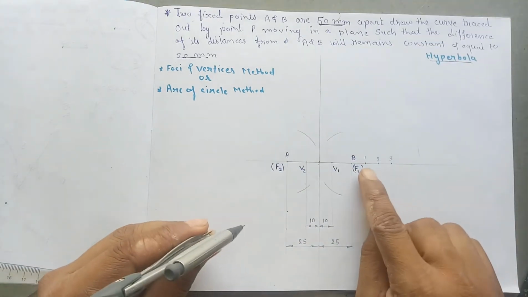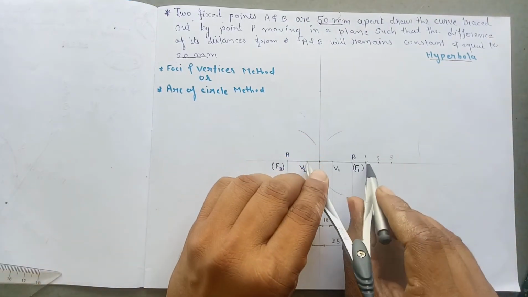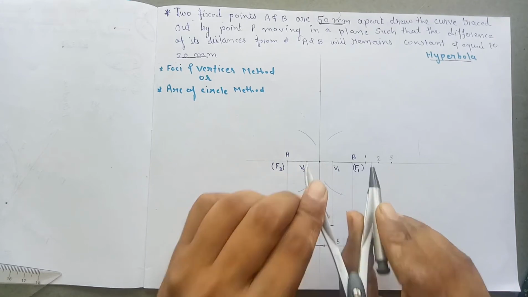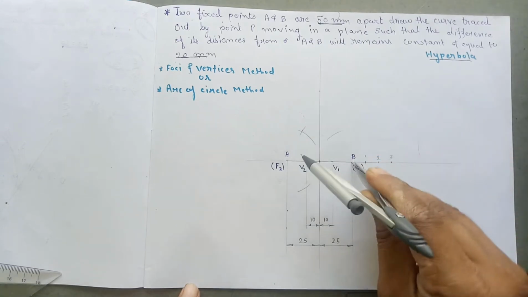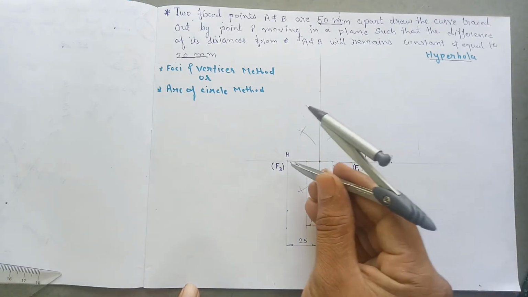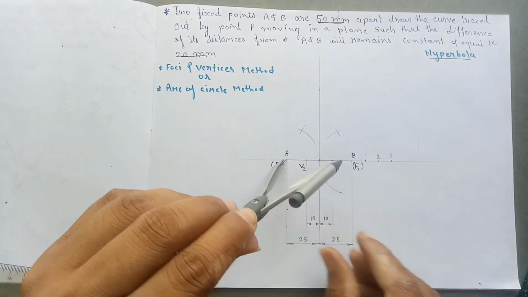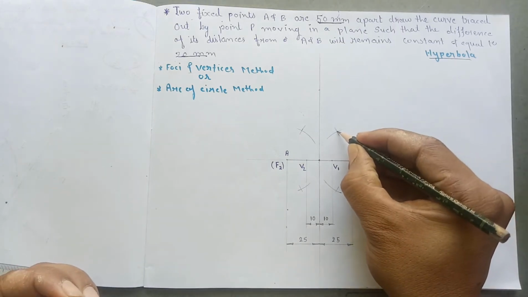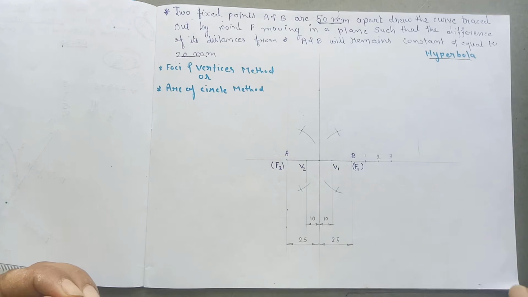Then after that, measure this first point from vertex point V2. So measure the distance of 1 from V2 and give an arc from the focus point F1 over here, 1, 2, from F2 over here, 1, 2, and mark these points 1, 2, 3, 4.